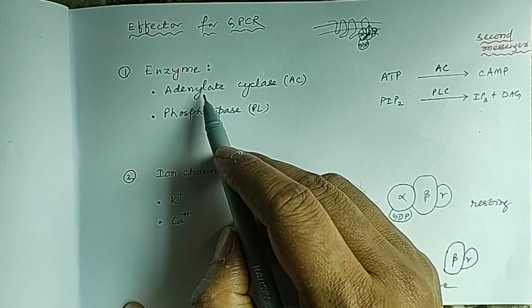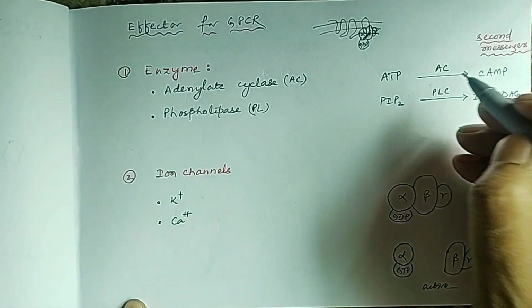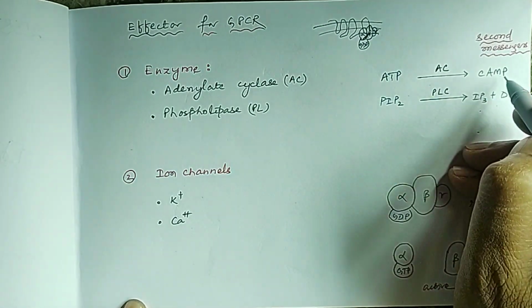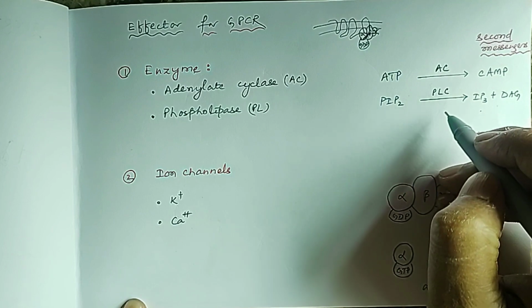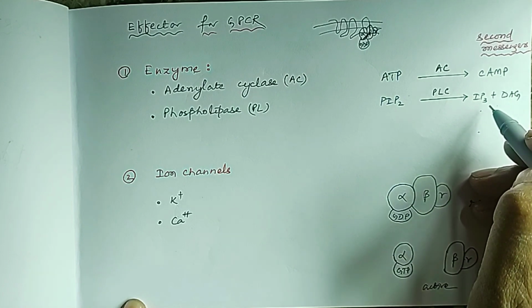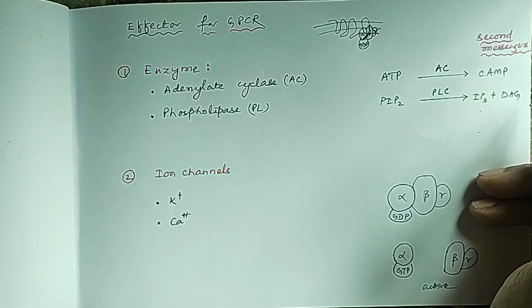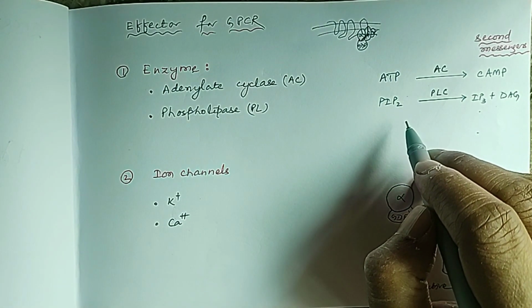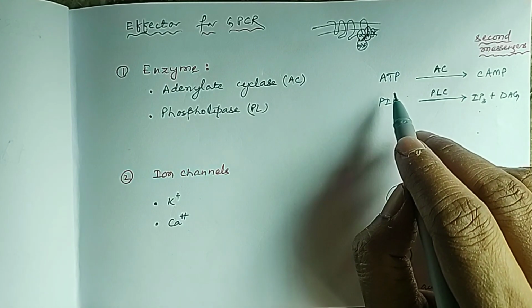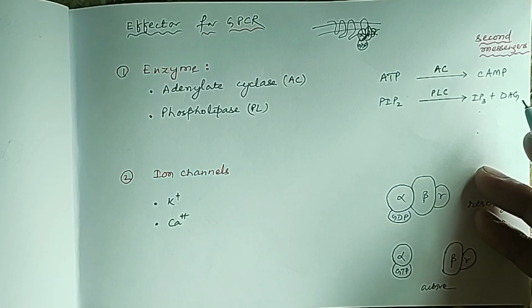Two enzymes are there, adenylate cyclase and phospholipase. Two ion channels are there, potassium and calcium. Adenylate cyclase produces cyclic AMP from ATP. Different phospholipases are there. Phospholipase C mainly produces two second messengers, IP3 and DAG, inositol triphosphate and diacylglycerol, from PIP2. So cyclic AMP, IP3 and DAG are the second messengers in G protein coupled receptors.